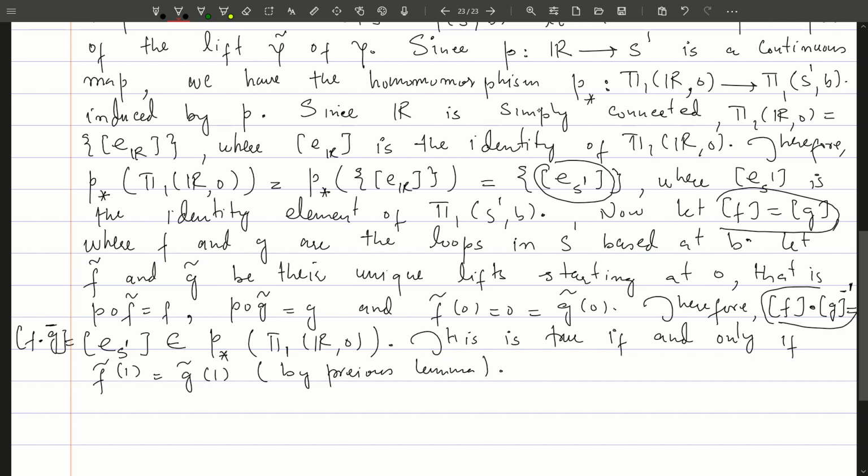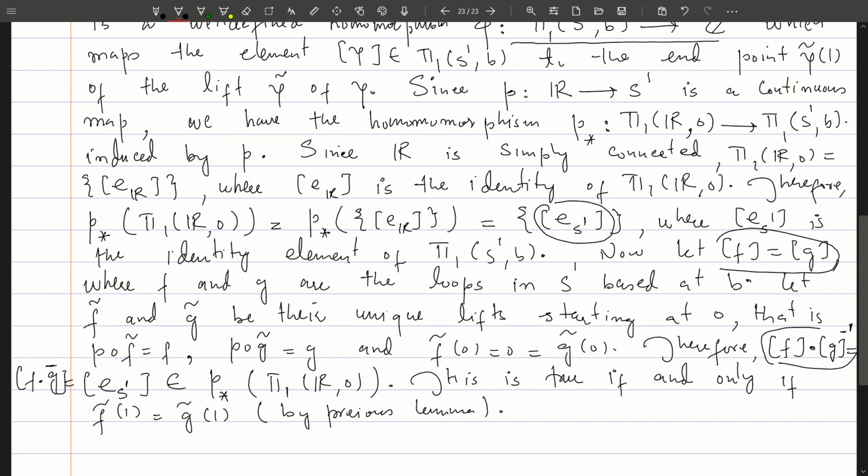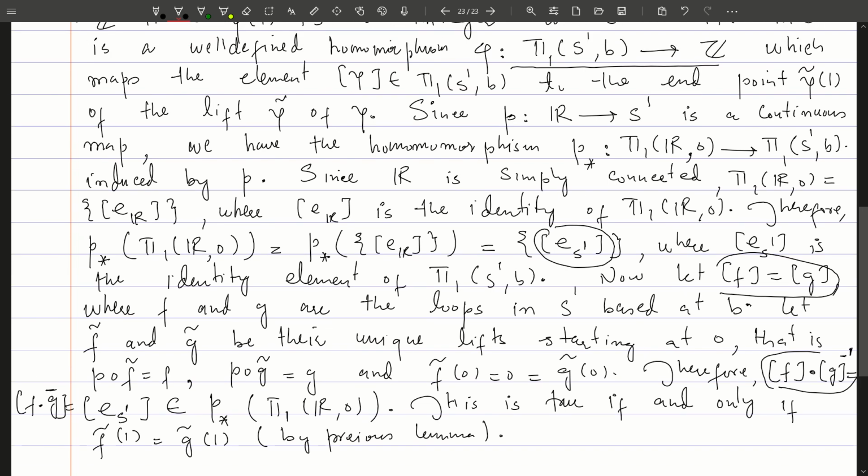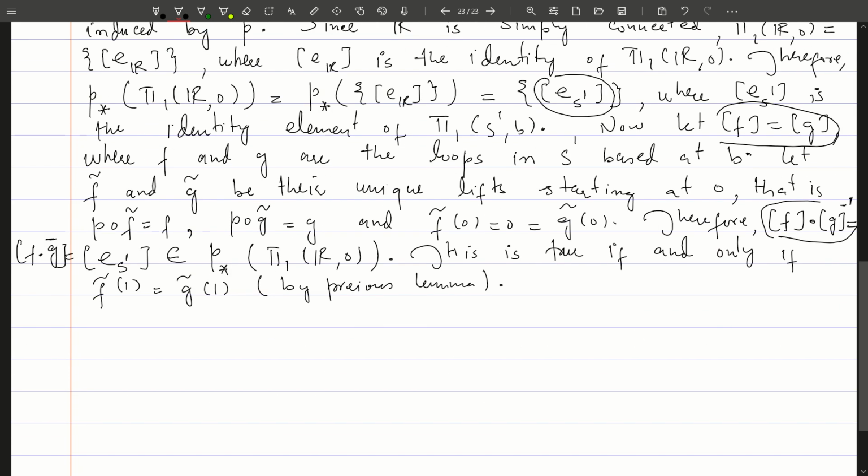Now, if f tilde of 1 is g tilde of 1, this will imply phi of the homotopy class of f is the same as phi of the homotopy class of g, because that is how we defined this phi over here. So this phi is defined like this because phi takes the homotopy class of gamma and maps it to gamma tilde of 1.